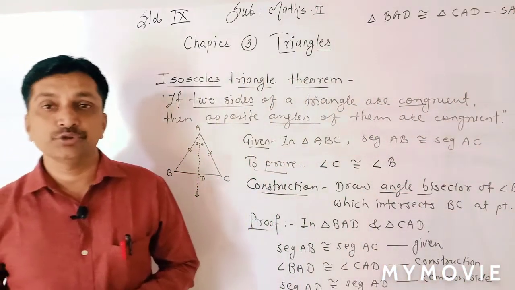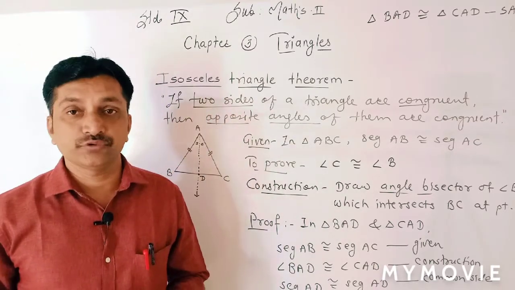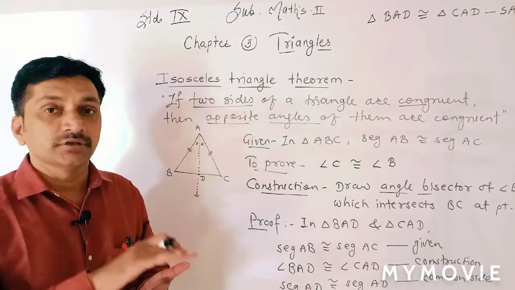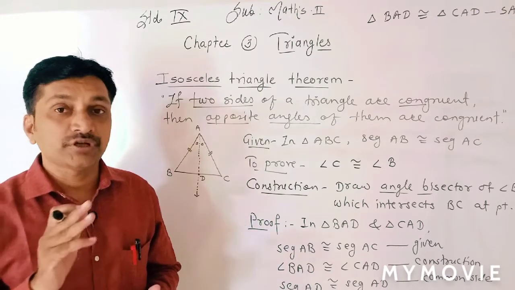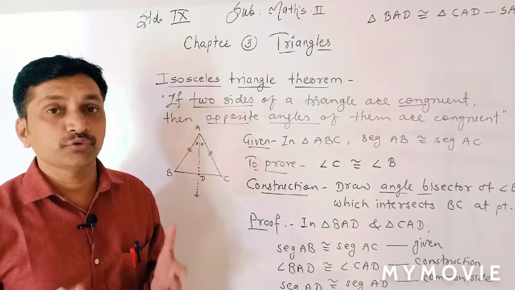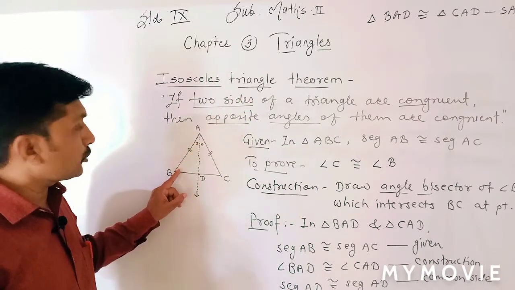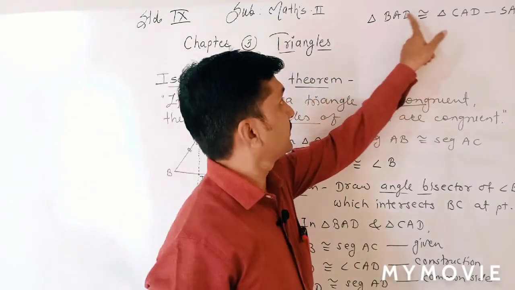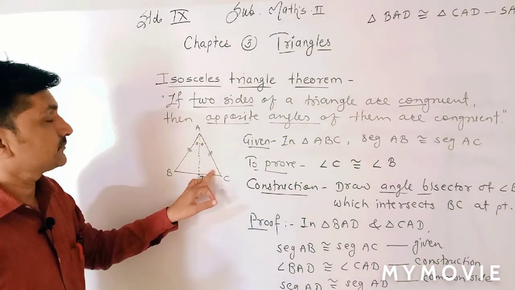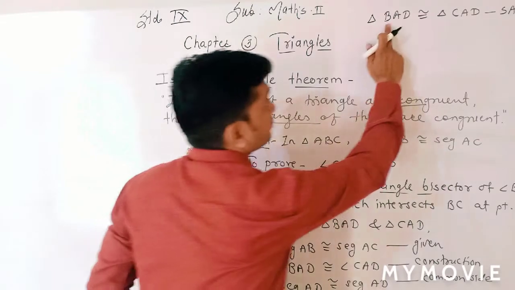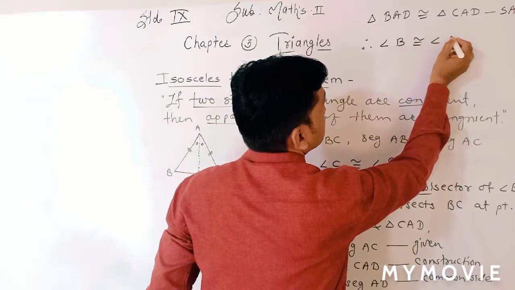And now again, a property you know about congruent triangles: if two triangles are congruent, corresponding sides are congruent and corresponding angles are also congruent. Now sides we don't want, we want angles. The corresponding angles are B with C, A with A and D with D. Now we want B and C here, so B with C. Therefore, angle B is congruent with angle C.